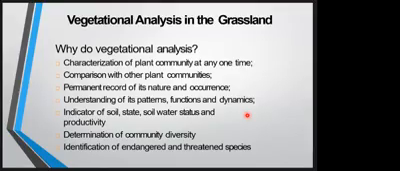Then because of that, others will grow. So it's a relationship now. We have ecology now, the relationship of species to the environment. So another is the indicator of soil state, soil water status, and productivity.